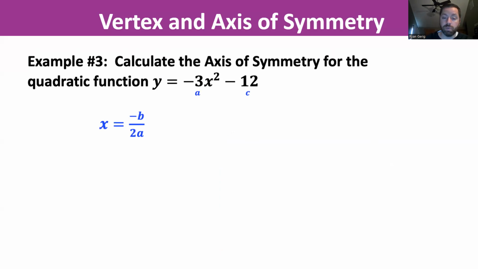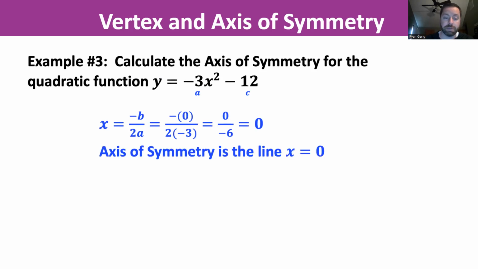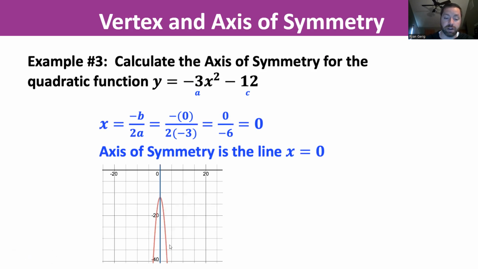B value, where is it? There's no linear term here. There's no just x. There's an x squared, but there's no just x. That means B is 0. That actually makes life pretty easy because what's negative times 0? Just 0. And then 2 times -3 on the bottom. So it's 0 over -6, but 0 divided by anything is 0. So my axis of symmetry is x equals 0. So this actually lies right on the y-axis, or it goes right through the y-axis. The y-axis splits it in half.